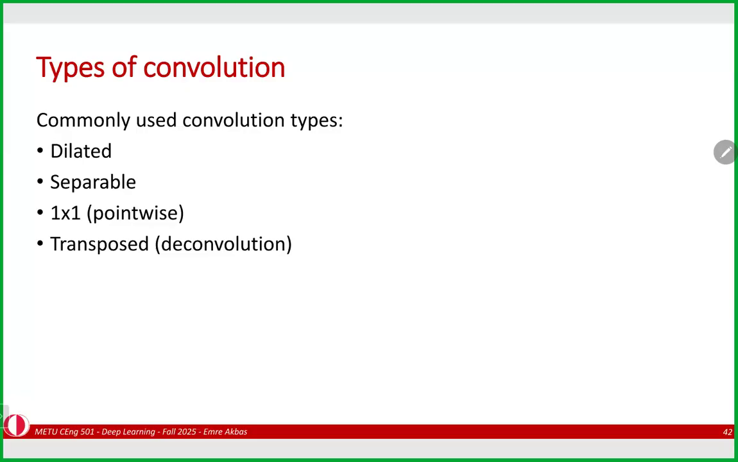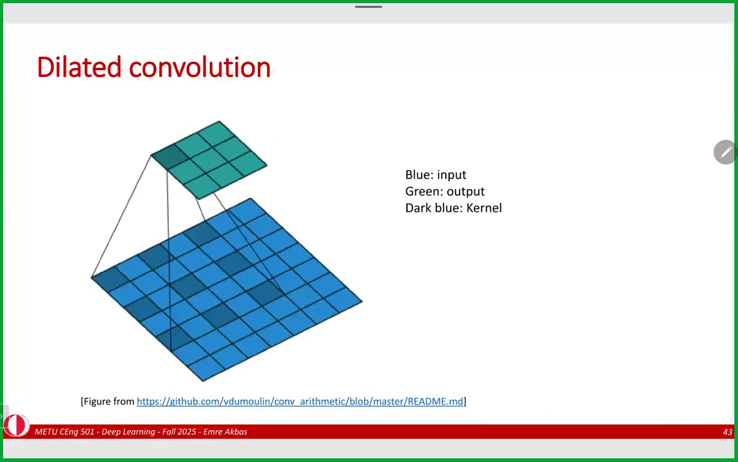Okay, let's start. Types of convolution. You might ask, are there types of convolution? Yes, there are types of convolution. And here are commonly used ones. I'm sure there are more, but these are the commonly used types of convolution. For example, dilated, separable in terms of spatial and depth-wise, one-by-one convolution, also called pointwise convolution, and transposed convolution, also known as deconvolution. Let's look at all of them one by one.